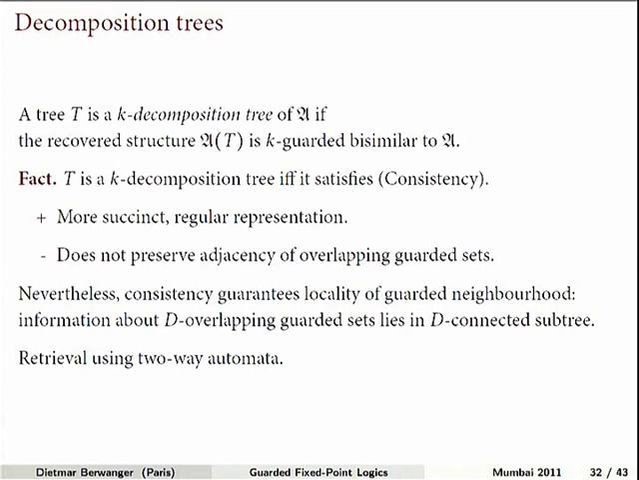The point is that to know whether something is a k-decomposition tree, I just have to check consistency, and that's something easy. So it's local. The problem is that now I destroyed the neighborhood relation. Before, I looked at the guarded tuple and I found everything around it in the successors. And now it might be spread out.